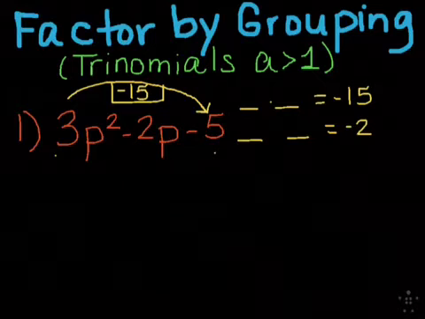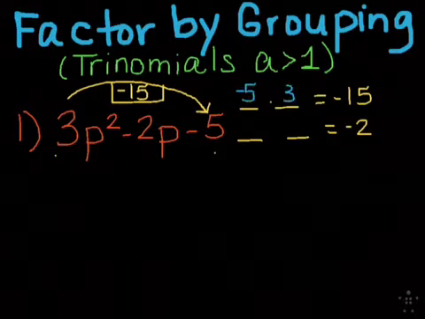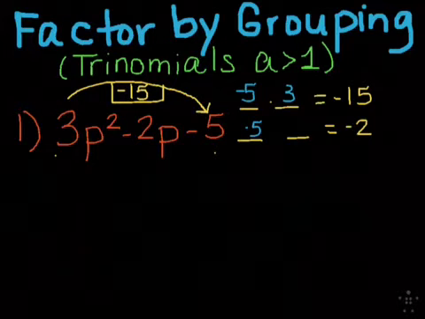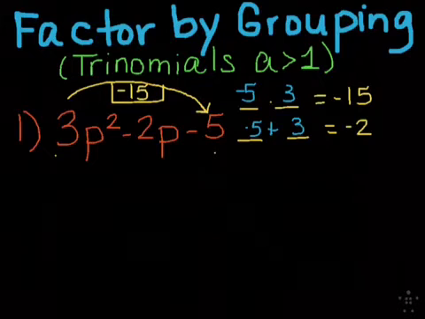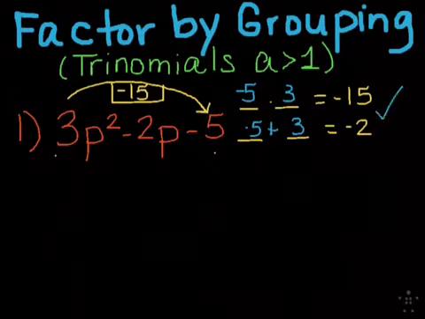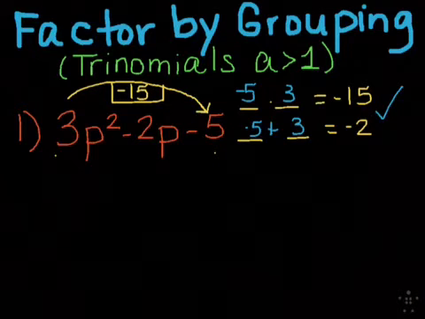Okay, so what about negative 5 and positive 3? Negative 5 plus 3 gives me negative 2. So those are the two values that work. We're good to go. So that's the first step that's different. The next step is this.